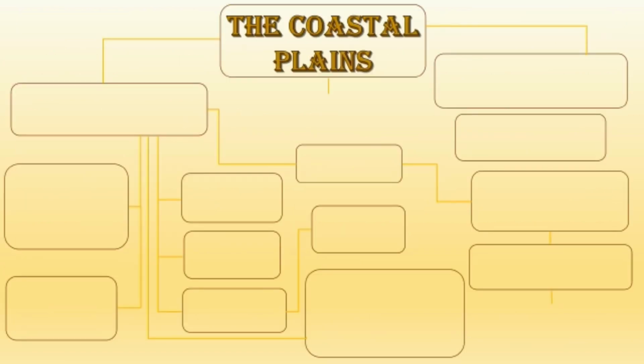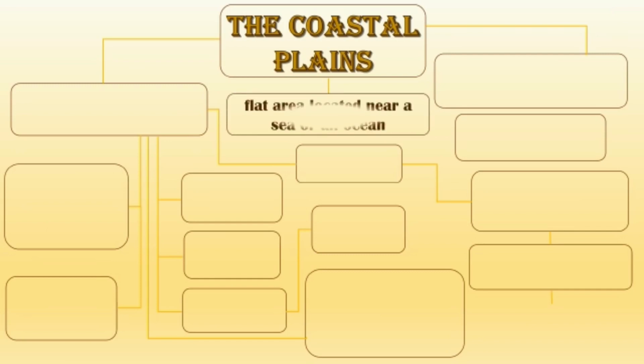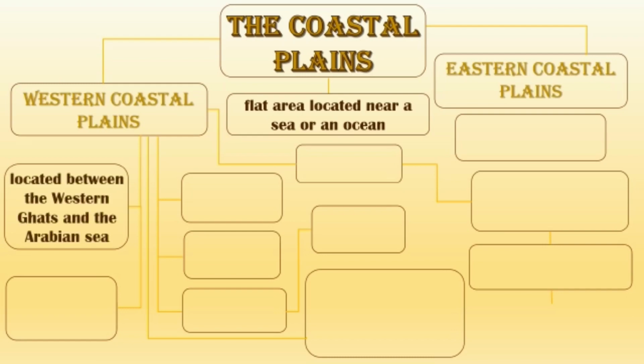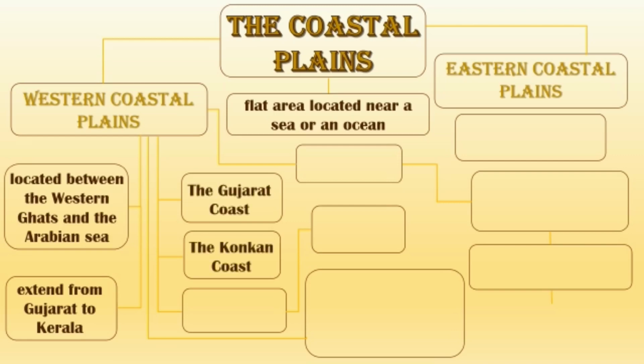A coastal plain is a flat area located near a sea or an ocean. The coastline of India is divided into the western coastal plains and the eastern coastal plains. The western coastal plains are located between the Western Ghats and the Arabian Sea. It extends from Gujarat to Kerala. These plains are divided into the Gujarat coast, the Konkan coast, and the Malabar coast. The Malabar coast is very famous for lagoons.